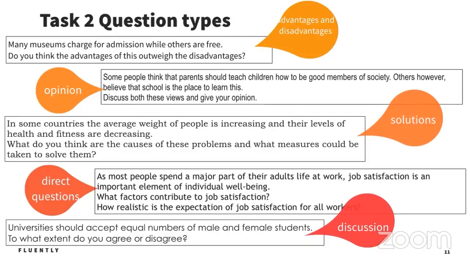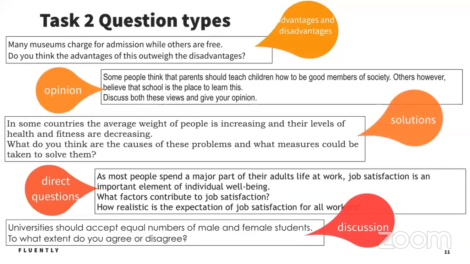They might ask you more specific direct questions. So in this example, as most people spend a major part of their adult life at work, job satisfaction is an important element of individual well-being. What factors contribute to job satisfaction? How realistic is the expectation of job satisfaction for all workers? So you need to answer those questions directly in your writing. Or there may be more of a discussion type question.